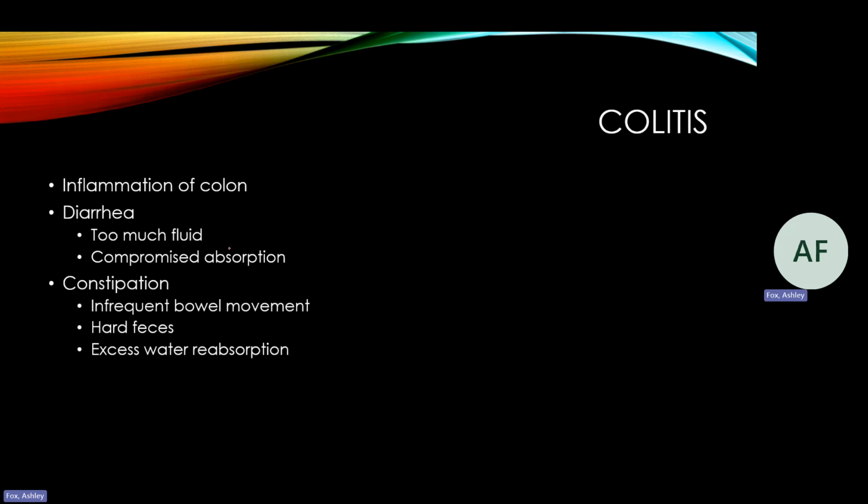Inflammation of the colon, still same thing, diarrhea, so colitis. You're messing with the absorption of water. A lot more water is in the small intestine and in the large intestine.